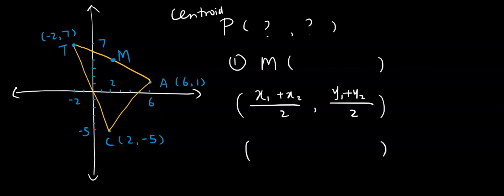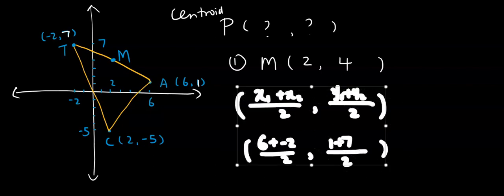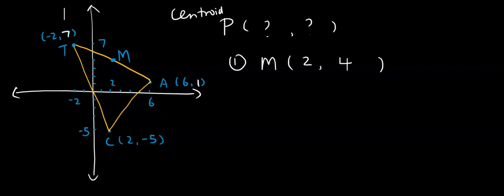Alright, I'm going to add them. This is 6, this is negative 2. So 6 plus negative 2 divided by 2. And this is 1, this is 7. So 1 plus 7 divided by 2. 6 plus negative 2 is 6 minus 2, which is 4. 4 divided by 2 gives us 2. 1 plus 7 is 8. 8 divided by 2 gives us 4. We got the midpoint of segment AT.